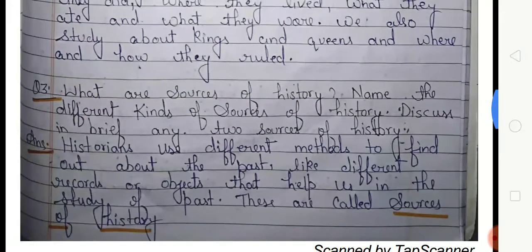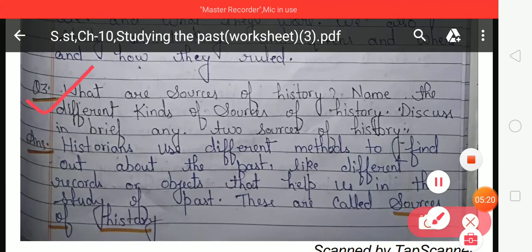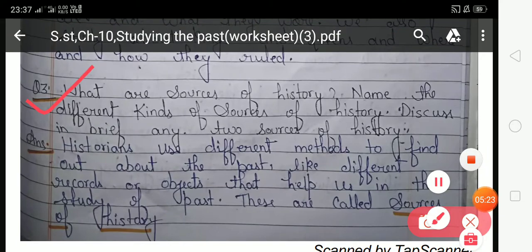Now look at the next question. Question number three. What are the sources of history? Name the different kinds of sources of history. Discuss in brief any two sources of history. So students, in the third question there are three questions included in one. First, you have to tell about the source of history. After that, you have to tell about the different kinds of sources of history, and after that you have to describe any two kinds of sources of history in brief. Look at the answer. First is the source of history.